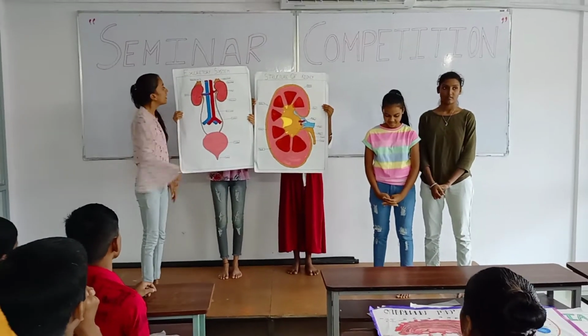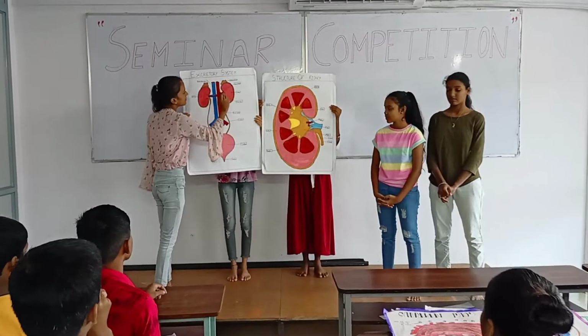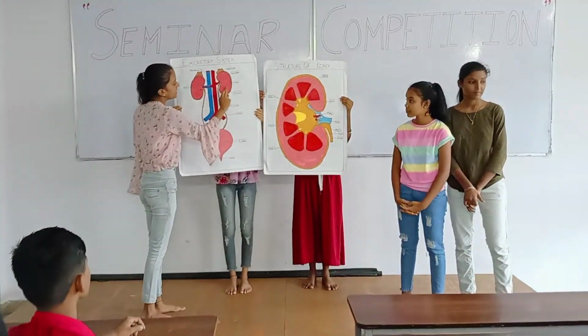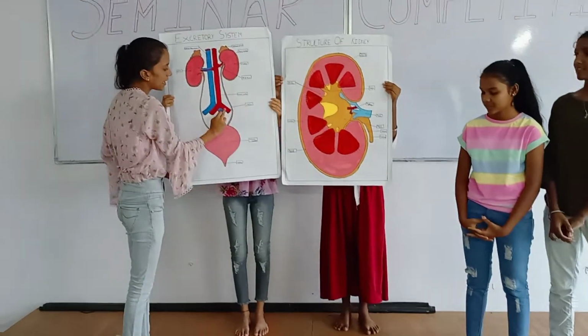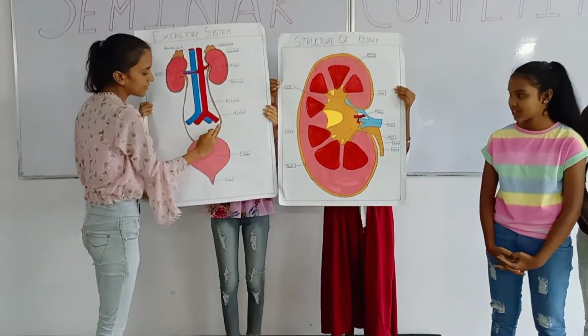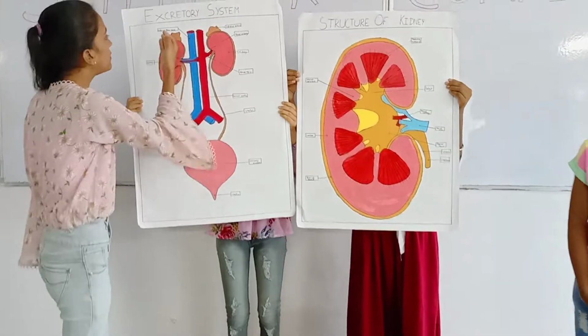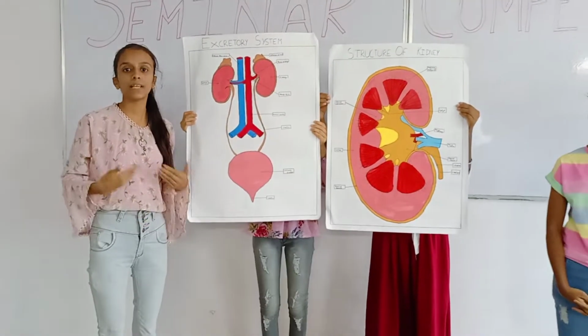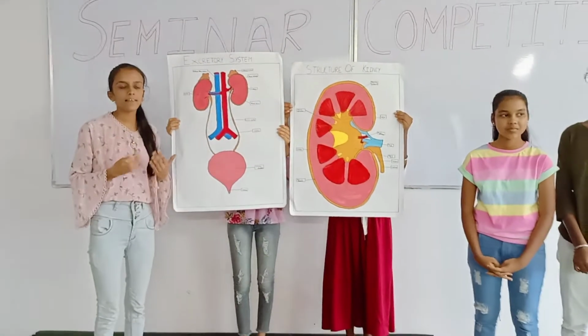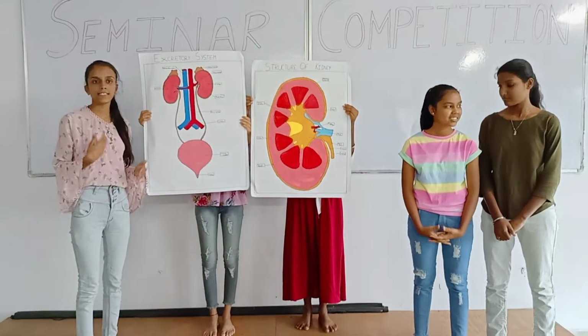I can start. This shows the adrenal gland, renal arteries, kidney, renal veins, ureter, urinary bladder and urethra, and the inferior vena cava. As you know, the excretory system removes waste from your body. Now I will explain how this process takes place.